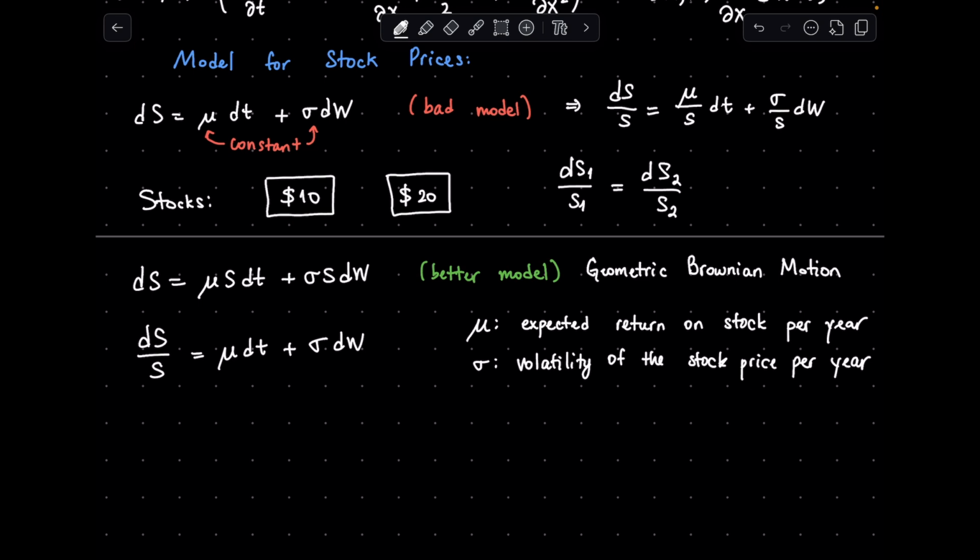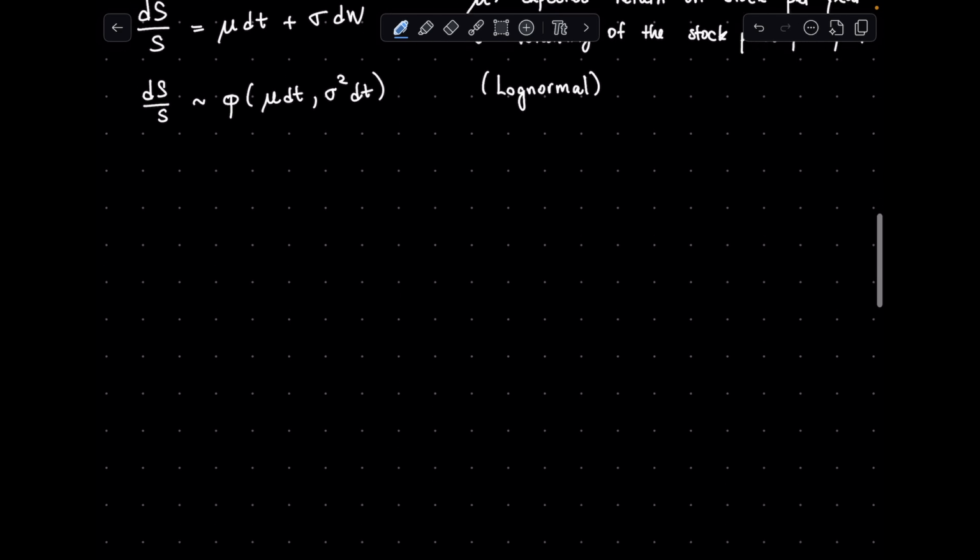This is the assumption that gives the stock prices their log normal property. It also tells us that this ratio is going to be normal. That's because we know that dW is normal by definition, and the sum of normal random variables is going to be another normal variable. Alright, where do we go from here?